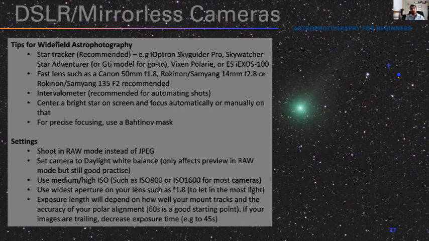Use the widest aperture on your lens, such as f1.8, to let in as much light as possible. Some people use a smaller aperture. They stop down an f1.8 lens to f3.5 or f4. In my opinion, you are losing way too much light in that case for it to be worth it. You don't need the most pinpoint stars. Just good enough stars will work.